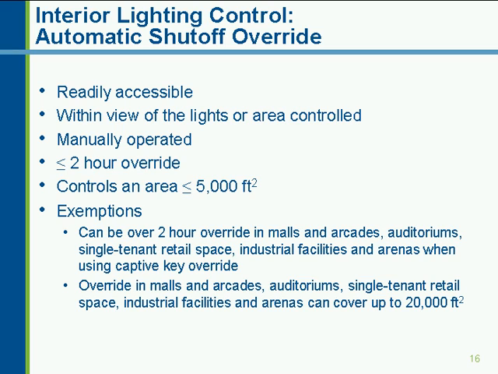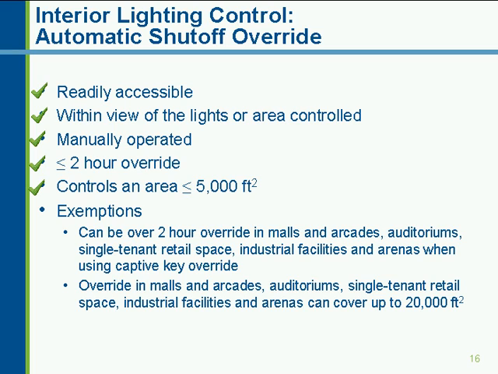There are some requirements for the override. It must be readily accessible, again, so occupants can activate it. It must be within the view of the lights or area that's controlled, so the occupants can see what they're actually overriding. It should be manually operated, again, for occupant use. It should have a less than or equal to 2-hour override. There's a limit on that. You must control less than or equal to 5,000 square feet with each override. You don't want to turn on lights in areas that aren't going to be used.